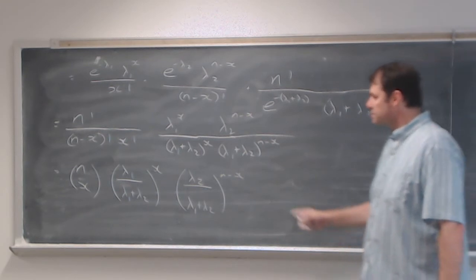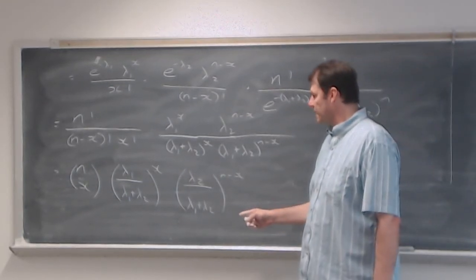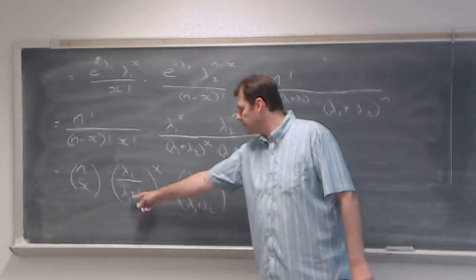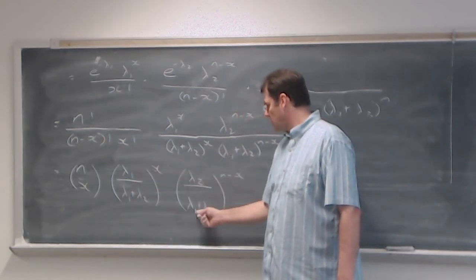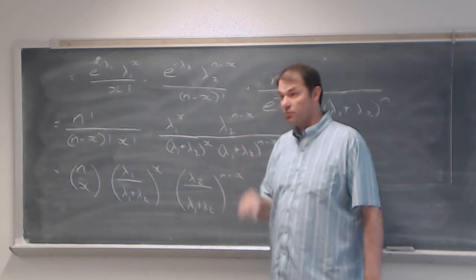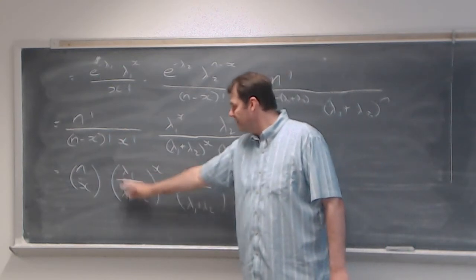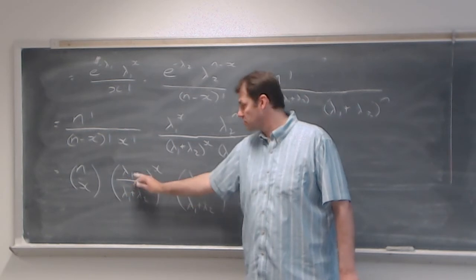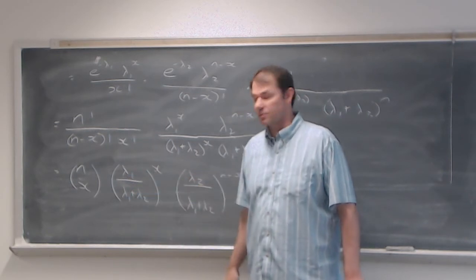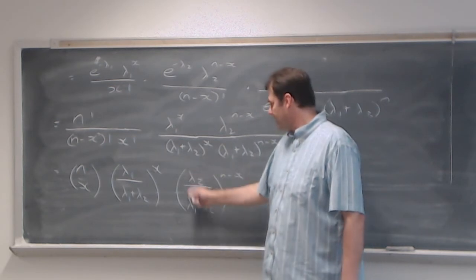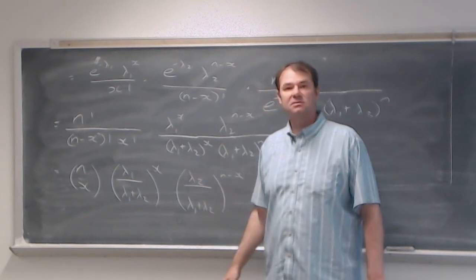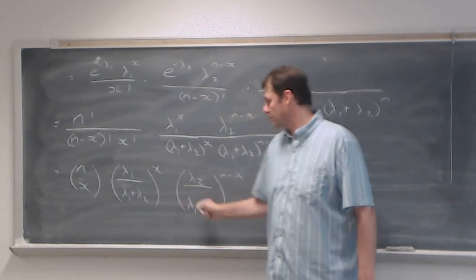Now, what I want you to notice here is that if you were to take lambda 1 over lambda 1 plus lambda 2 and add to it lambda 2 over lambda 1 plus lambda 2, you get 1. And so this can be thought of as a number, and it's going to be between 0 and 1, so you think of it as probability in some sense. We'll call it little p. And right here, this is 1 minus that number, so 1 minus p.